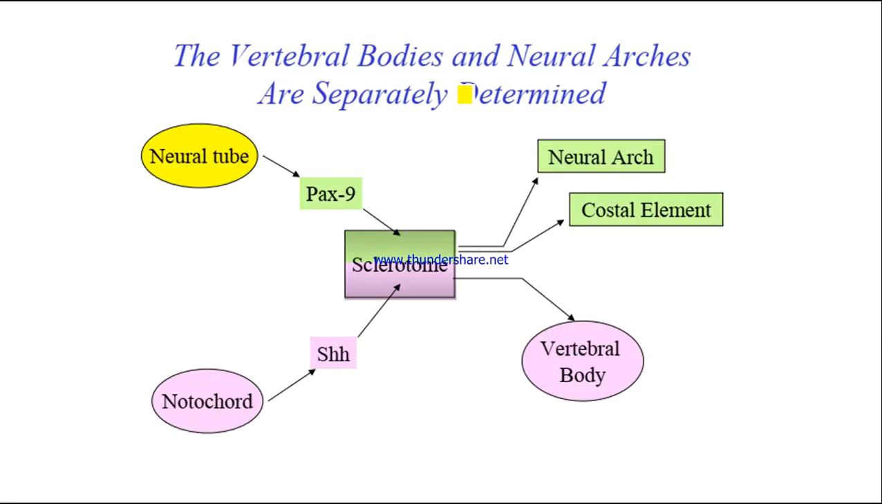So the vertebral bodies and neural arches are separately determined. What we have is the neural tube that we can see here, and the notochord that we can see here, and we have PAX9 and SHH in relation to the skeletome. Now this is going to depend on whether we get formation of the neural arches and the costal element, or, via the notochord and SHH, the vertebral body itself.